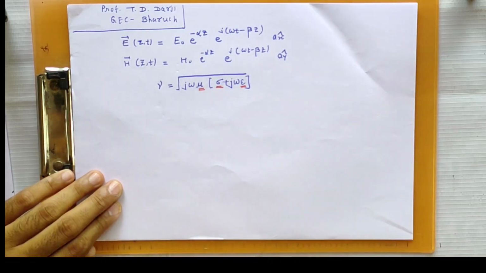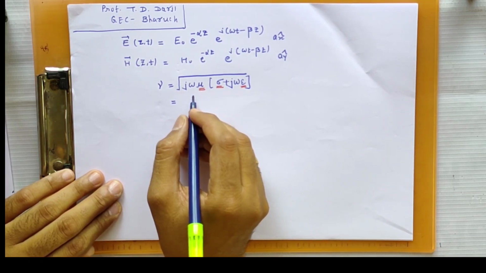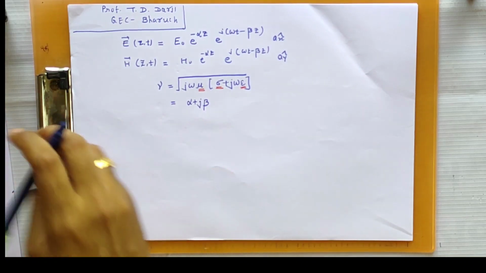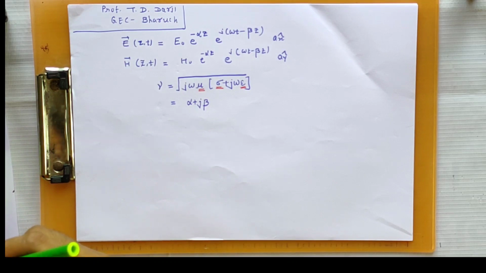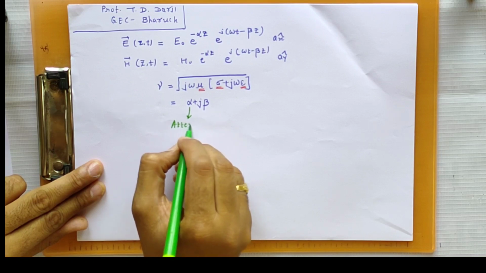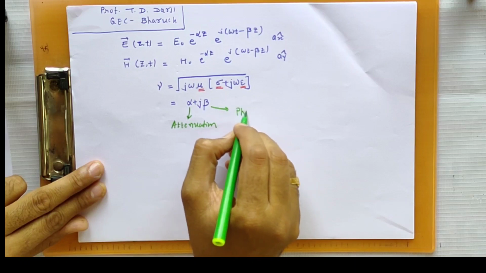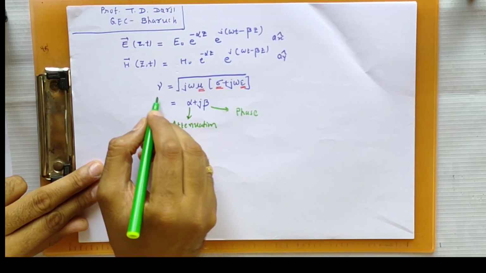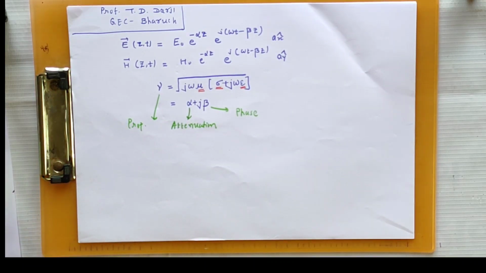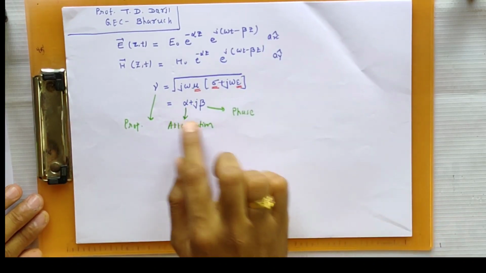And if you solve this equation using the Taylor series expansion method, it has two solutions. First is the real solution and second is the imaginary solution. So it is alpha plus j beta. We also discussed what alpha, beta, and gamma are. Here alpha is known as the attenuation constant, beta is known as the phase constant, and gamma is known as the propagation constant. So in the last lecture we discussed all those things: gamma, alpha, and beta.